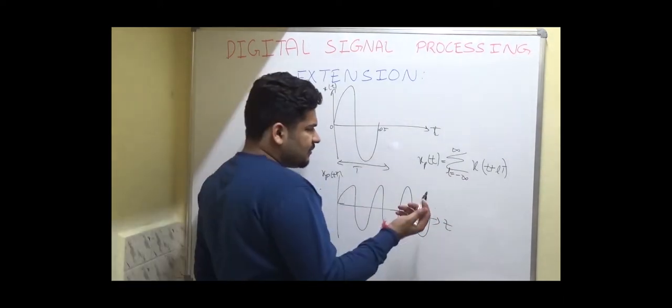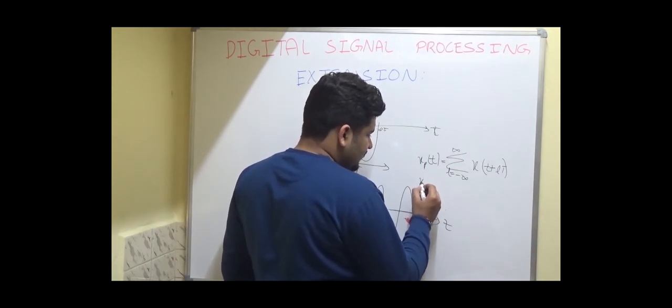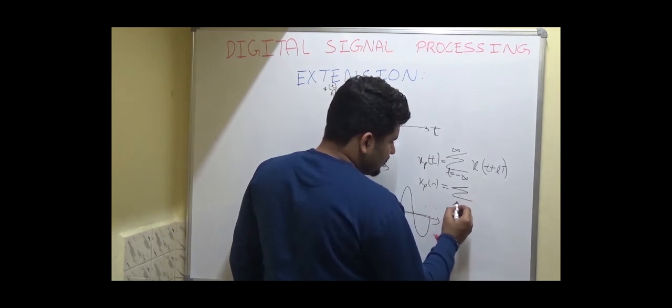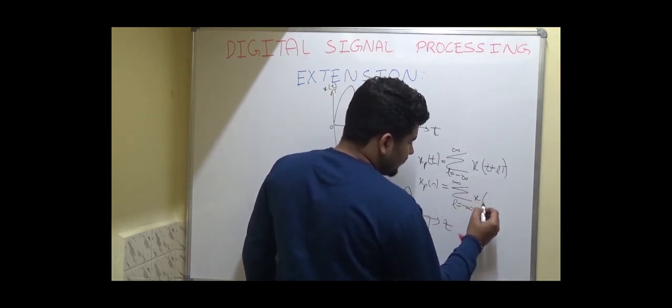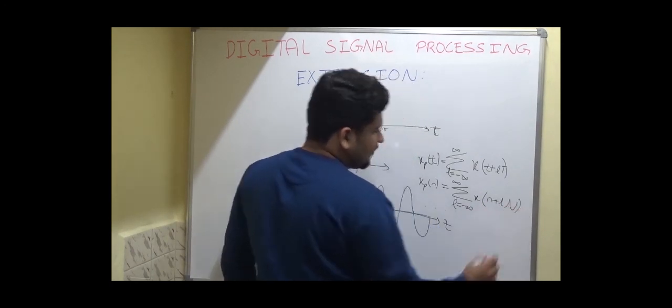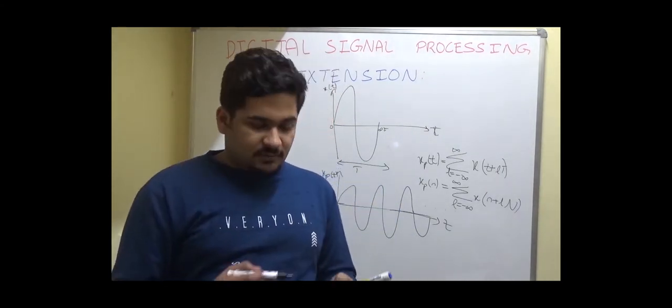The same thing can be represented in the discrete domain, that is, if I represent it as xp of n, that should be equal to summation L ranging from minus infinity to plus infinity x of n plus L into capital N, where capital N represents the time period in the case of discrete domain.